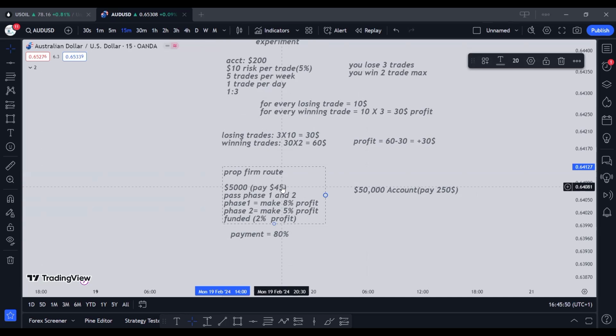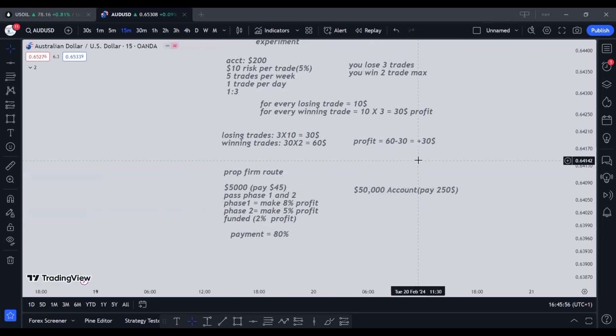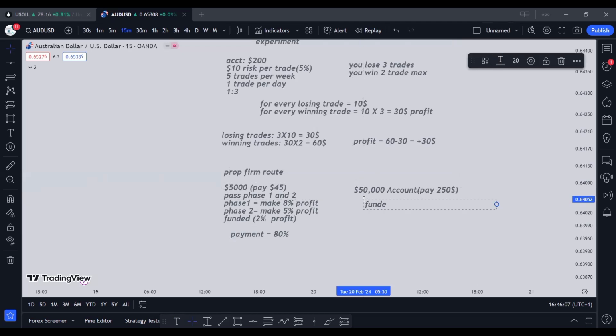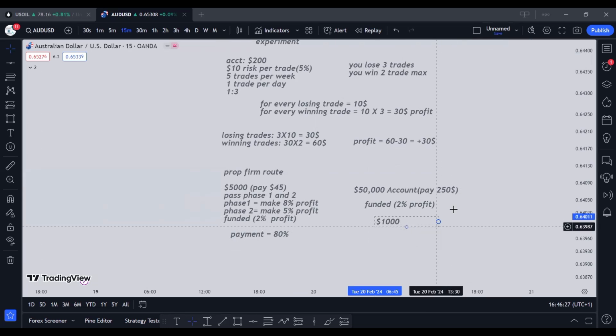But if you're making a consistent monthly profit of 2%, you should be able to now get what? $50,000. You pay 250, right? You repeat the same thing. Phase one, phase two, funded, you're targeting 2% profit. How much is 2% profit now? Previously it was $100. Now it is $1,000. And they're refunding you back this 250 for your first withdrawal.